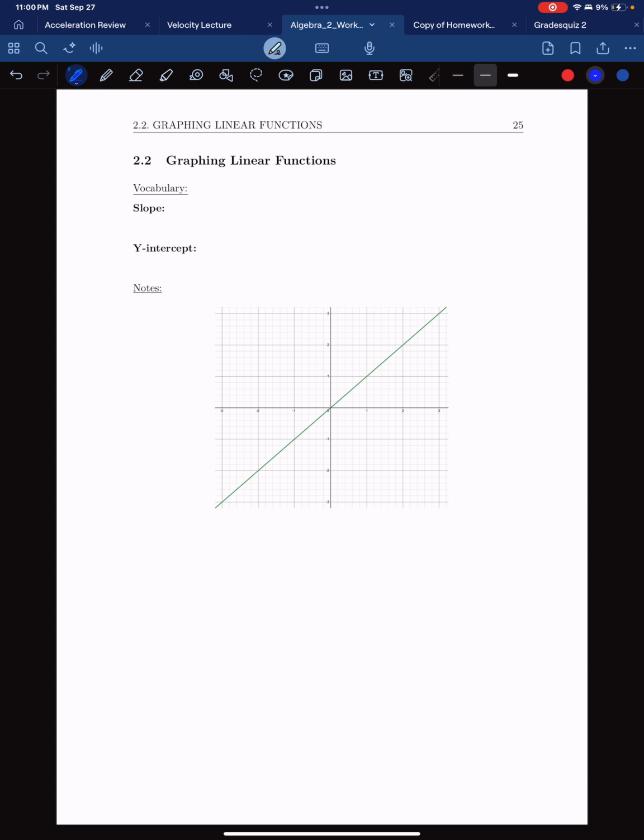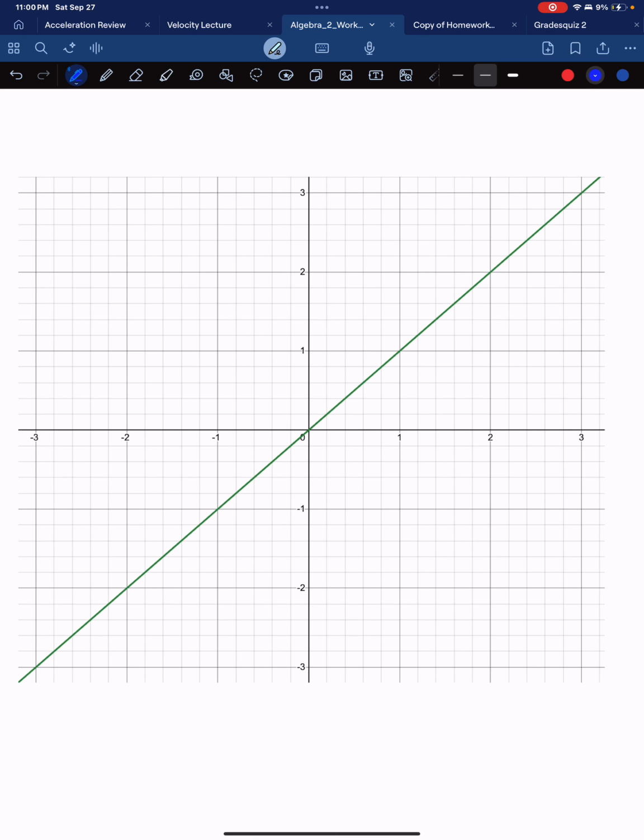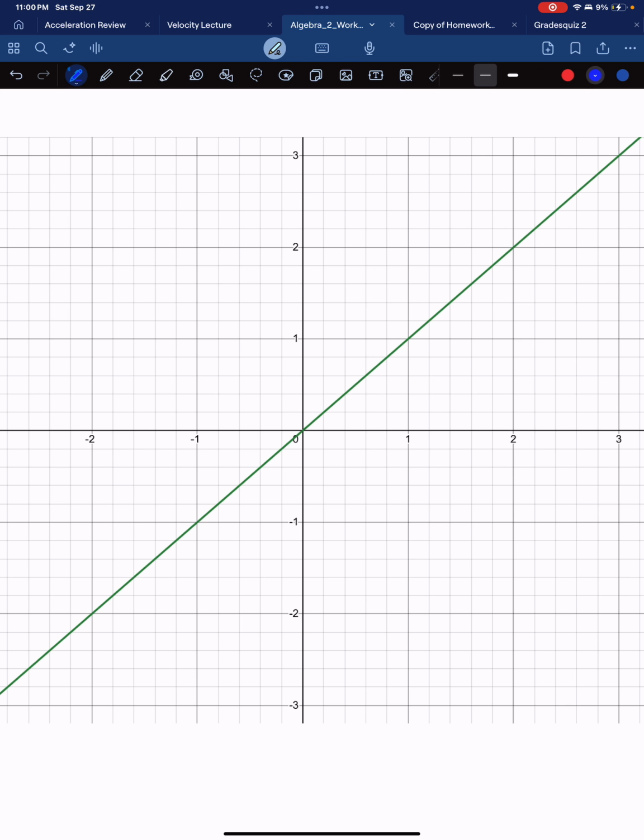But anyway, the slope. Let's go back to our line formula: y equals mx plus b. Now m here is our slope. You might ask, what is the slope? I'm going to zoom in to this line, and I got this graph here from Desmos.